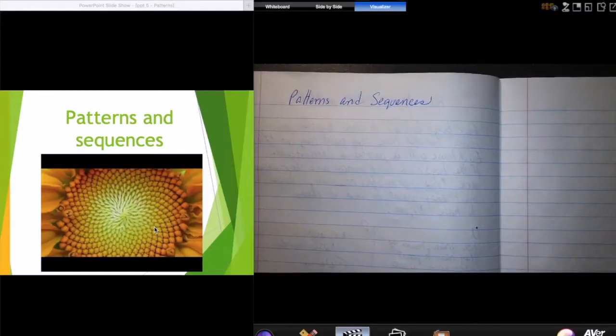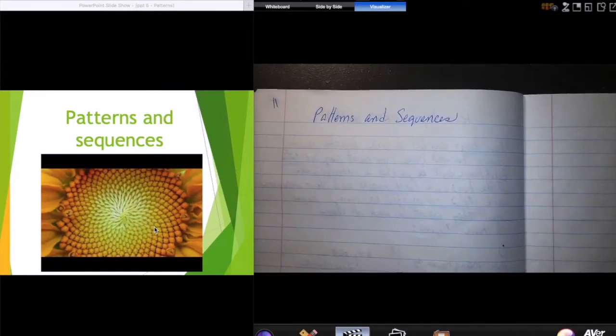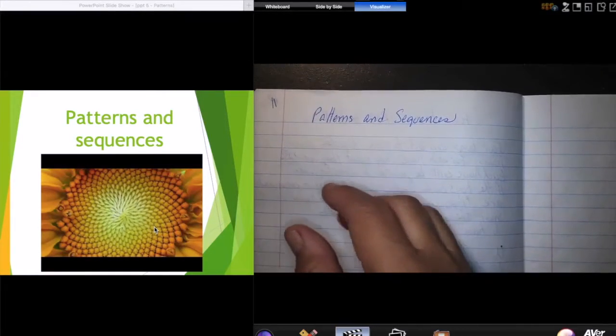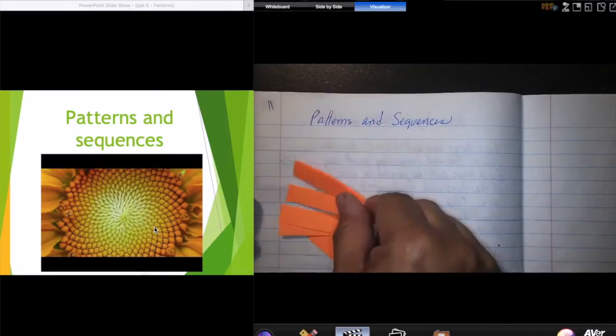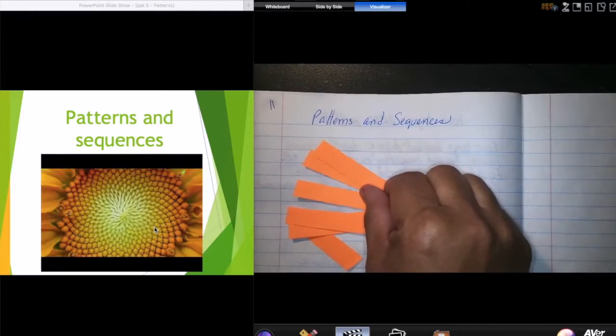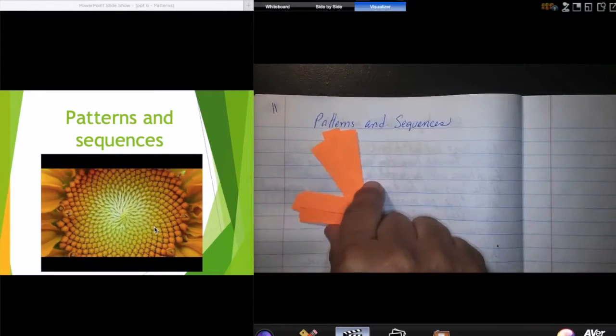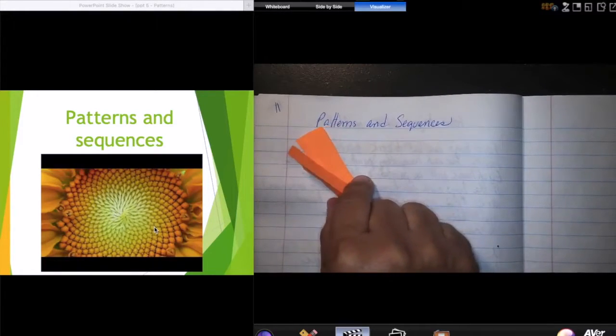Looking at our new unit, which is on patterns and sequences. I am on page 11. In a few minutes, we are going to need a couple of small strips of paper, about 1 inch, 1.5 inches. It does not have to be in color, and we'll talk about that in a few minutes. So have your scissors and a sheet of paper ready.